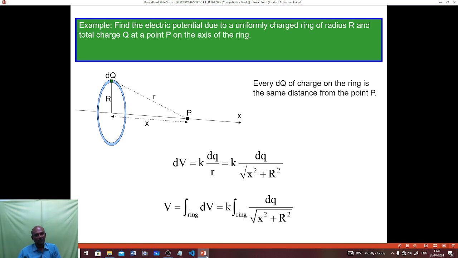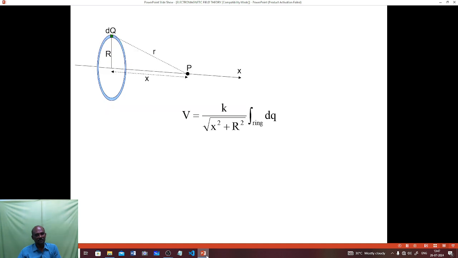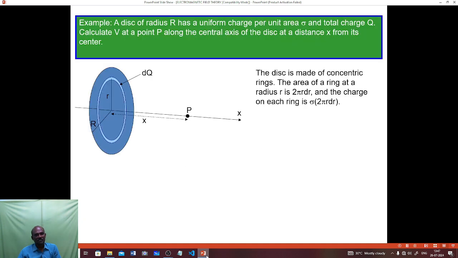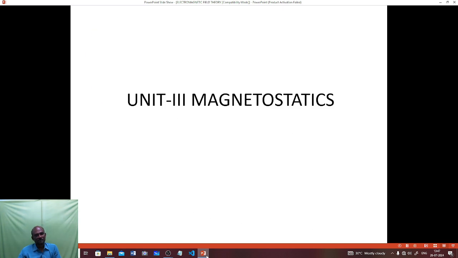And also, we can calculate electric potential for any ring of radius R and a disk of radius R, a surface material disk. Also we can find the potential. So that's all about electrostatics.